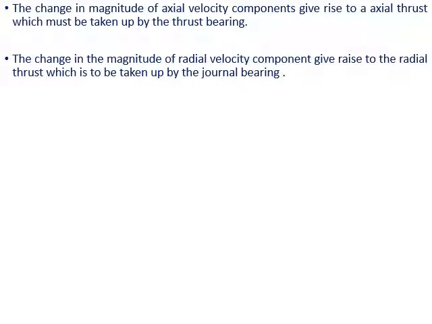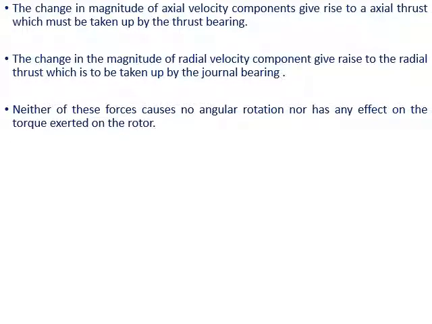The change in magnitude of axial velocity component gives rise to the axial thrust, which must be taken up by the thrust bearing. Both ends of the rotor shaft are provided with a thrust bearing in order to take up the axial thrust. In similar manner, the change in magnitude of radial velocity component gives rise to the radial thrust, which is to be taken up by the journal bearing. So neither of these forces causes any angular rotation nor any effect on the torque exerted on the rotor.